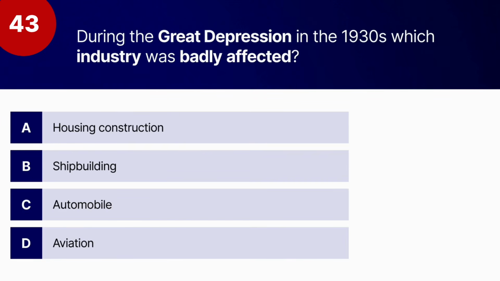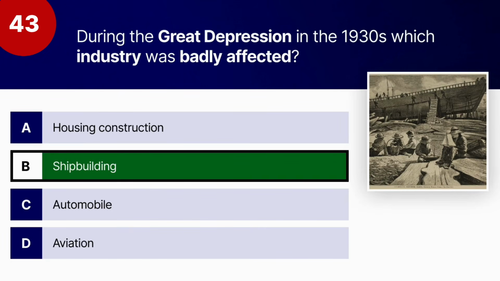During the Great Depression in the 1930s, which industry was badly affected? A. Housing construction, B. Shipbuilding, C. Automobile, D. Aviation. The answer is B. Shipbuilding.